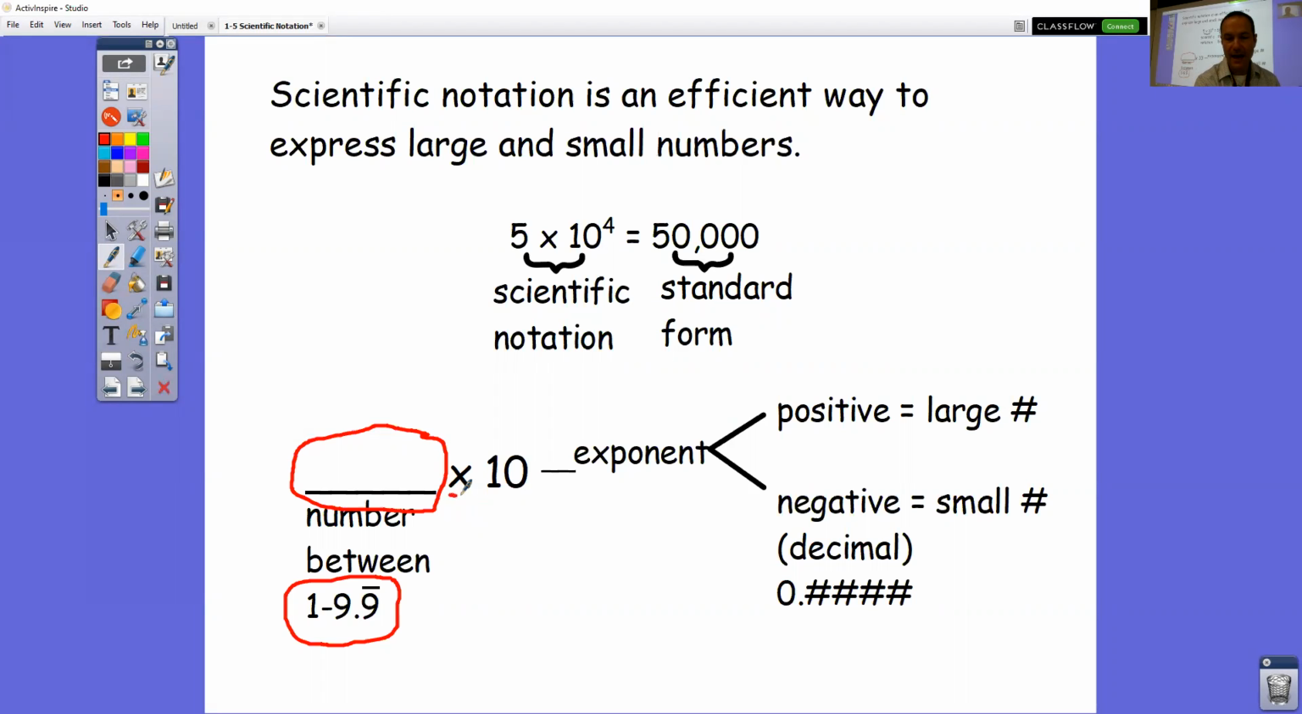You always have a times 10. It's never a times 2 or a times 5. It's always a times 10. It's never a plus or a minus either. It's always times 10. Then you have your exponent.